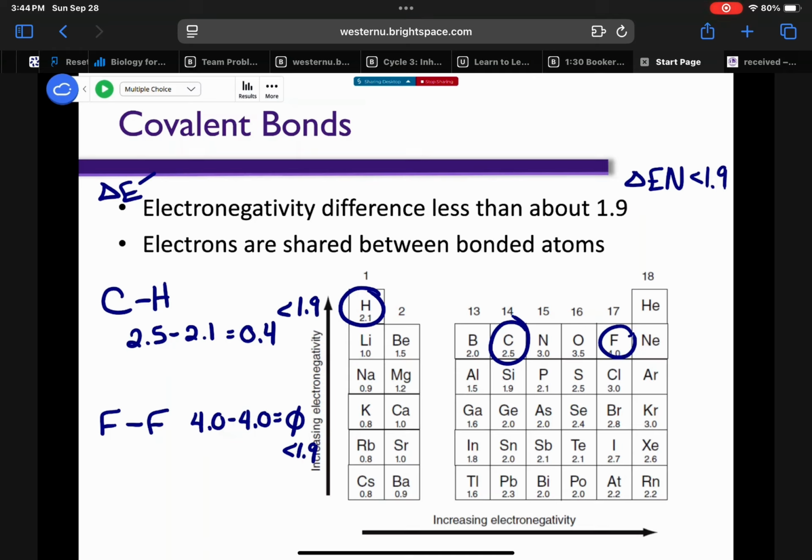When we come back next class, we're going to find out which atoms are better or poorer at sharing and how that results in polar and nonpolar bonds.